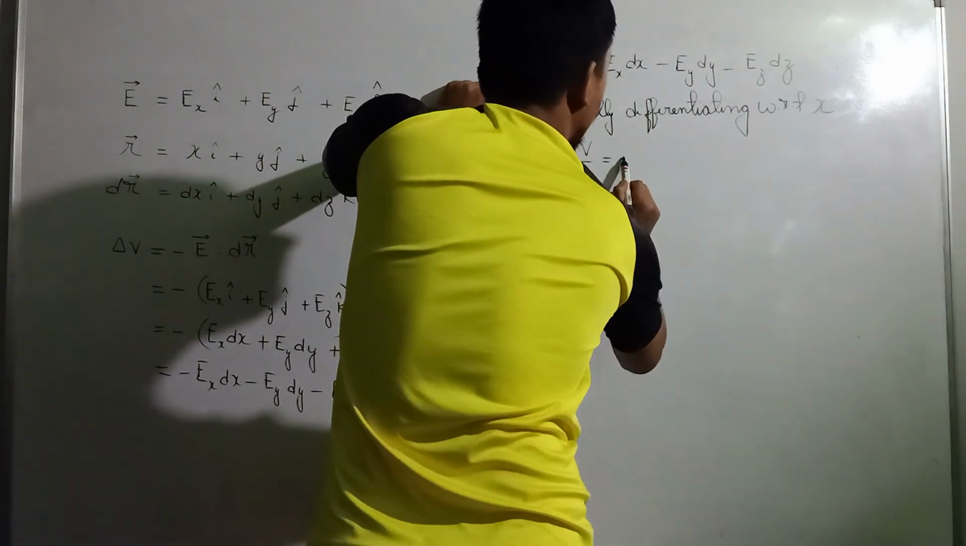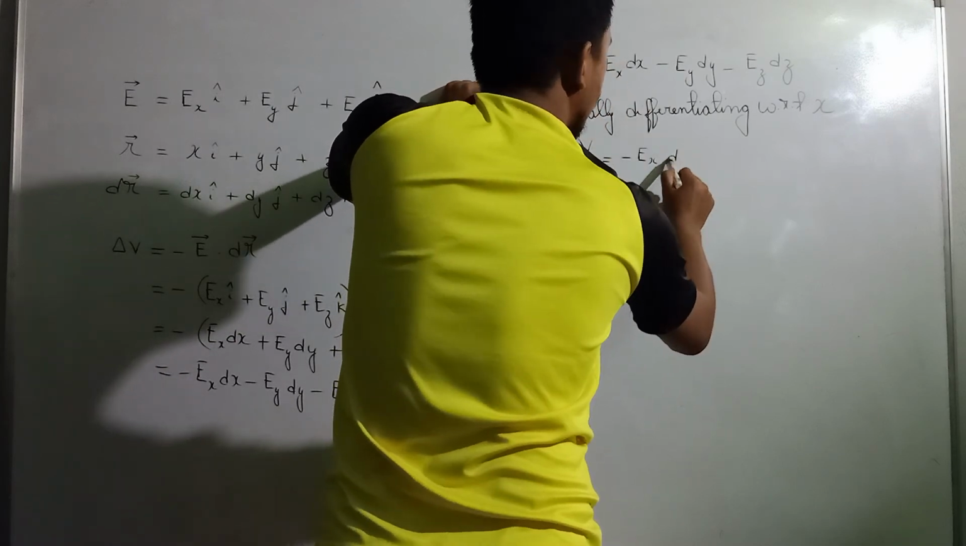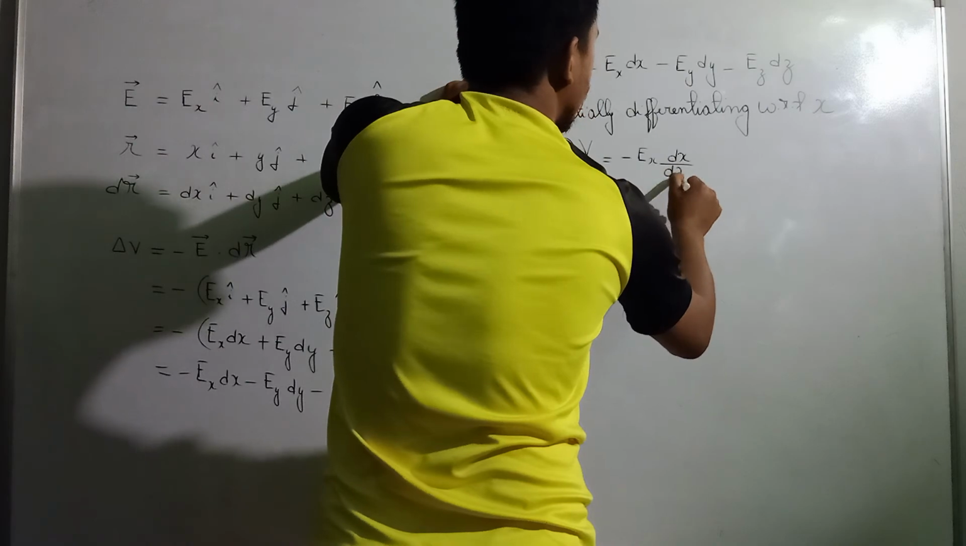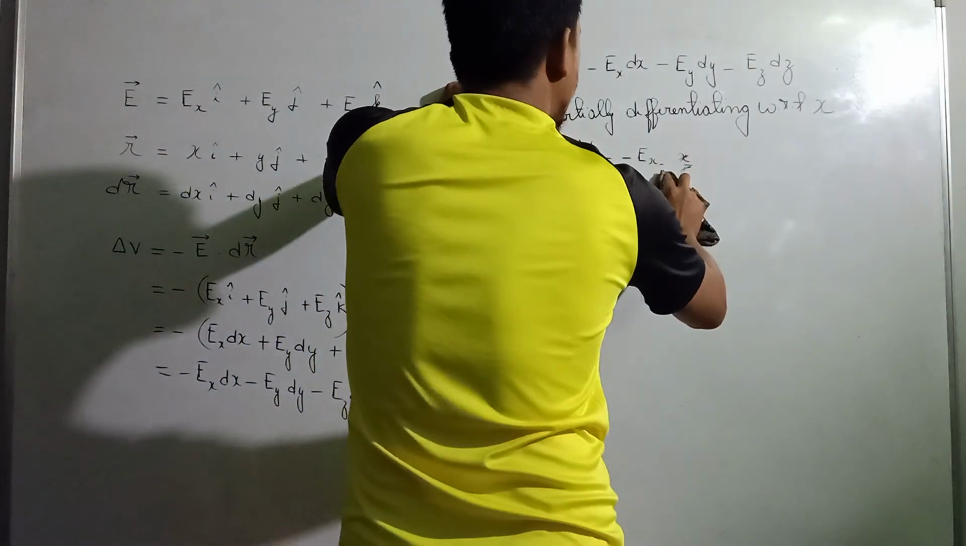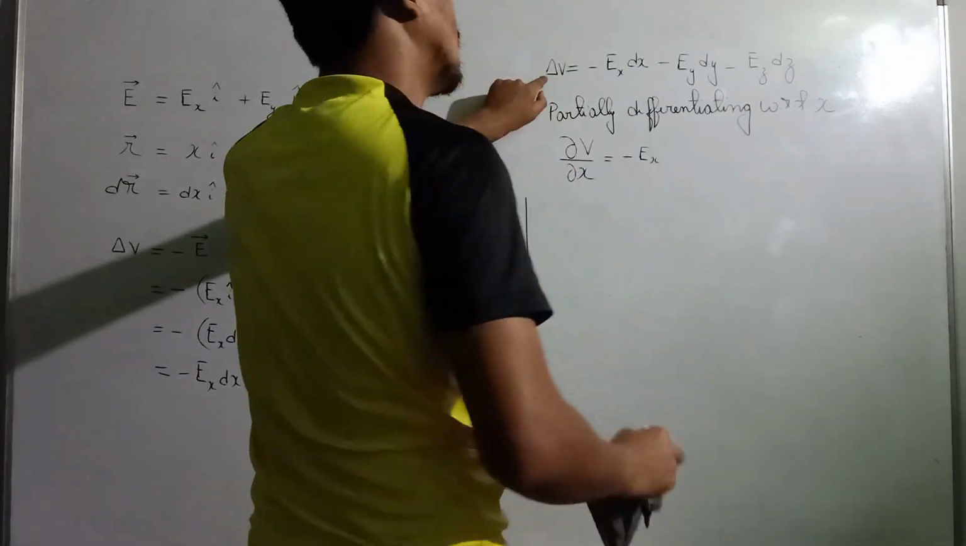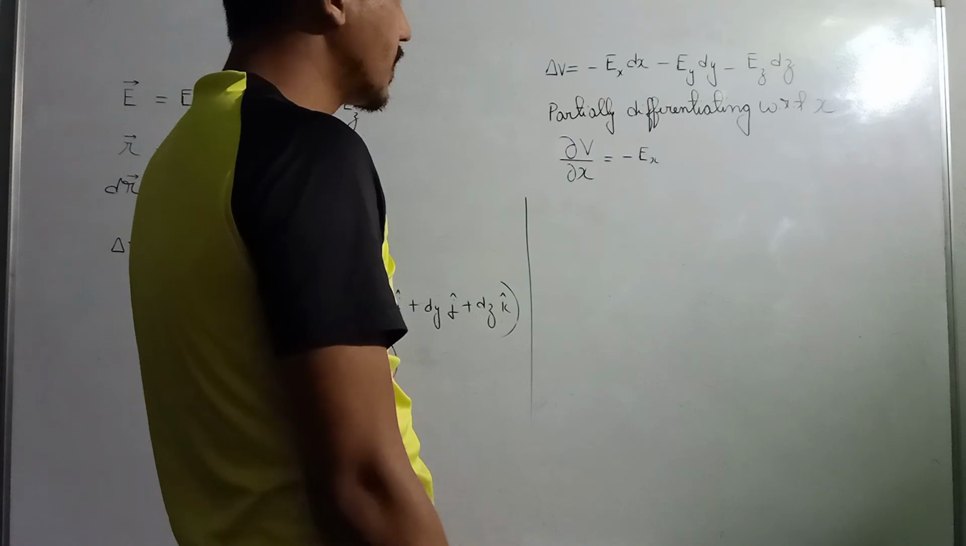So this will be minus ex. I'm differentiating with respect to x, so dx upon dx, dx will cancel. So del v. Don't say delta. This is delta v, this is del v. Del v upon del x will be only minus ex. Is it all right?